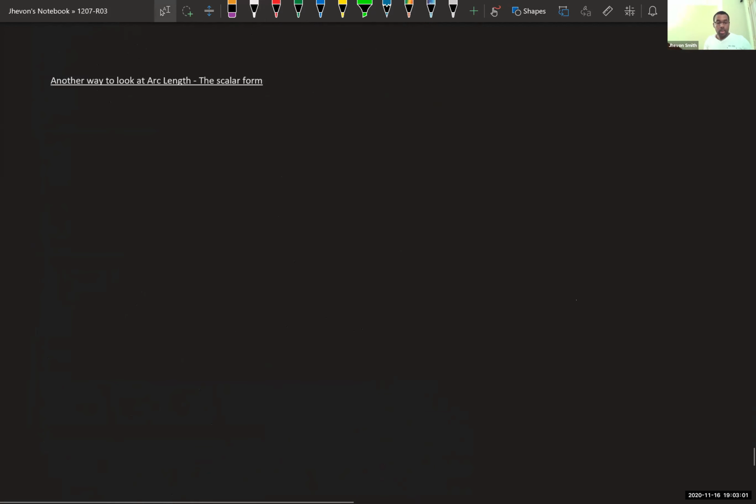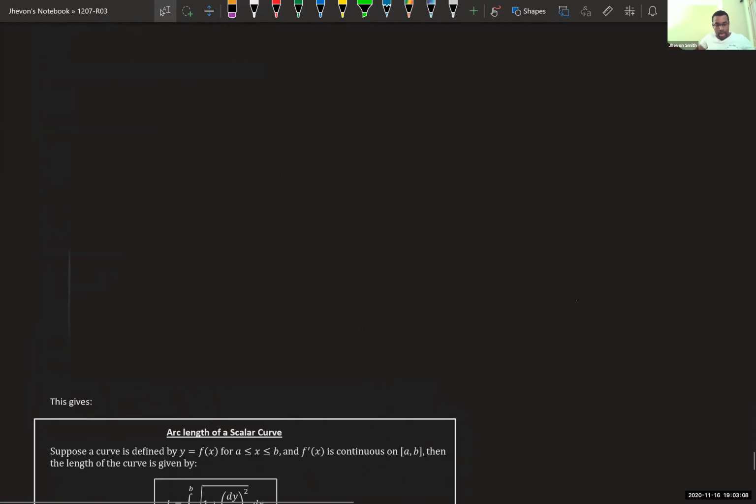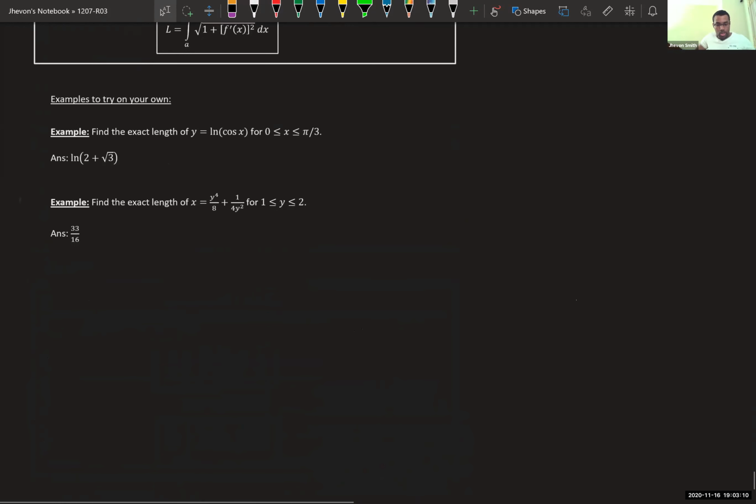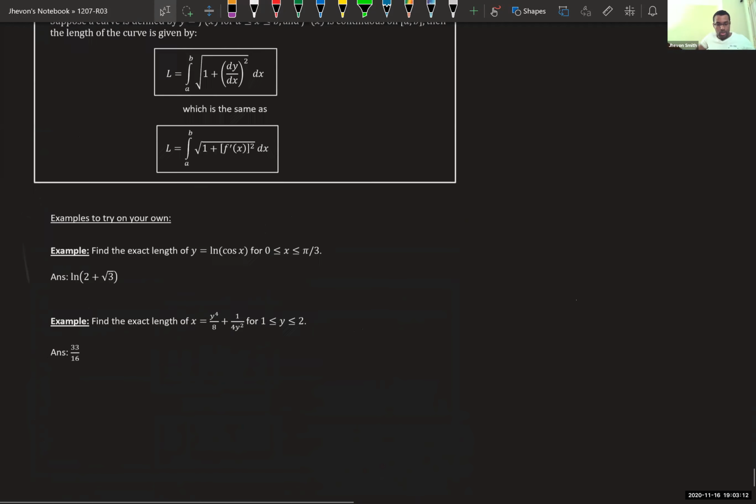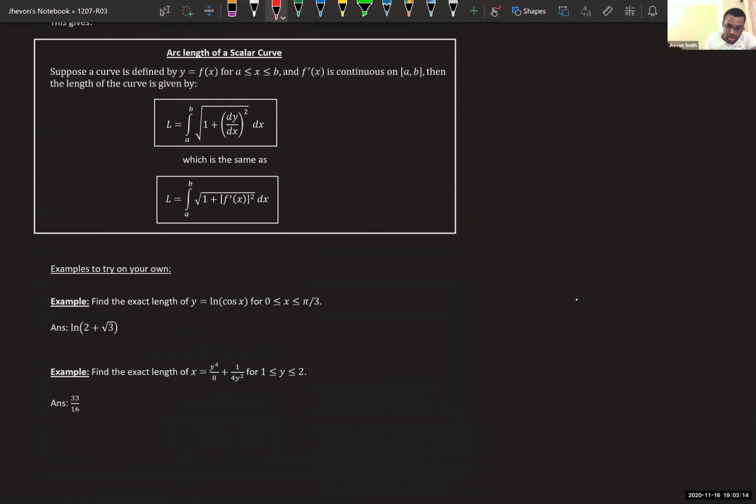Arc length. There's another way to look at arc length, the scalar form. I left some examples for you to try on your own. I'm not going to do them because at this point it's just plugging into a formula and doing the integration. But I definitely encourage you to try on your own. I put the answers here. So try that, see if you get it.